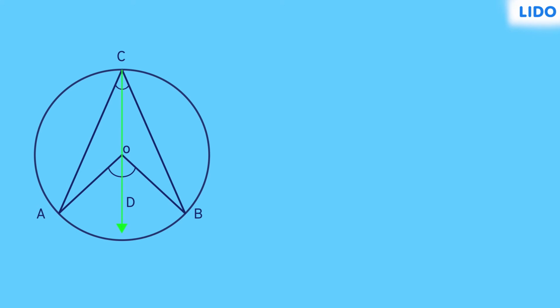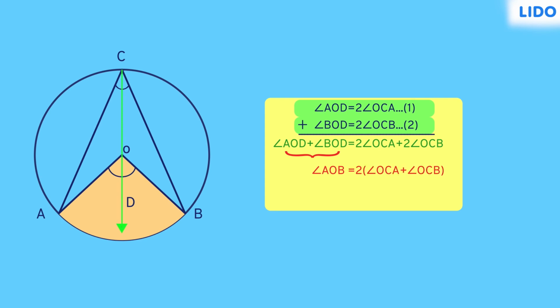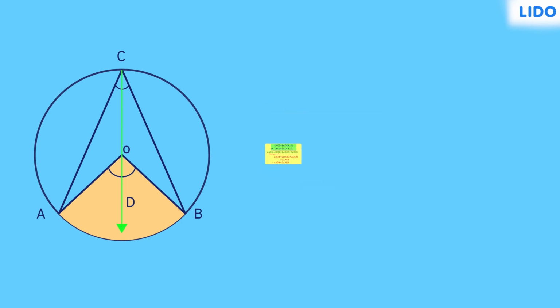On adding the equations 1 and 2, we have this equation. Angles AOD and BOD on the left hand side add to give angle AOB. We can take 2 as the common factor on the right hand side and simplify that expression to 2 times angle ACB. There we go. We have proved our result.